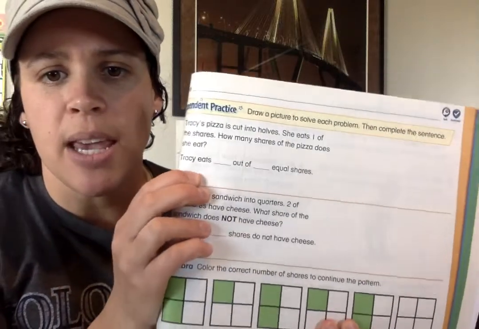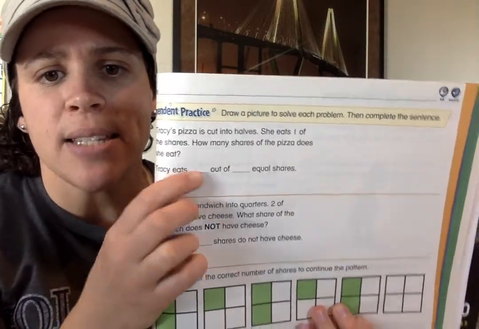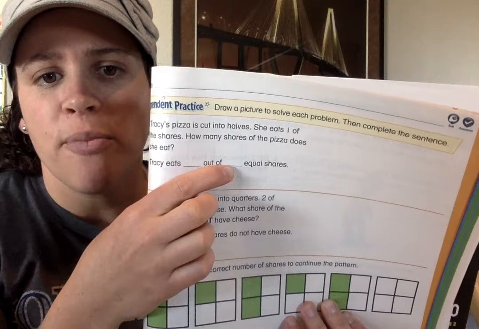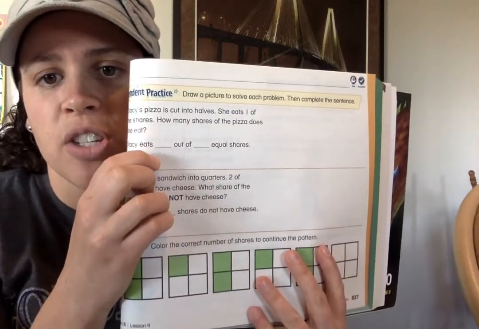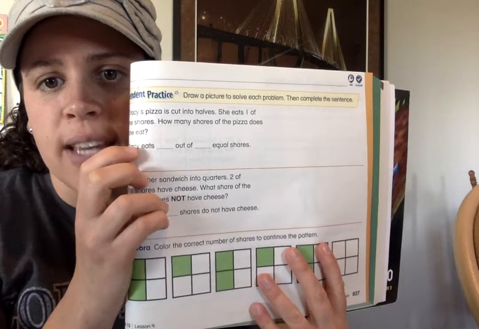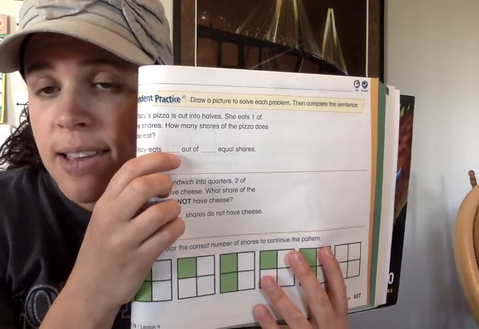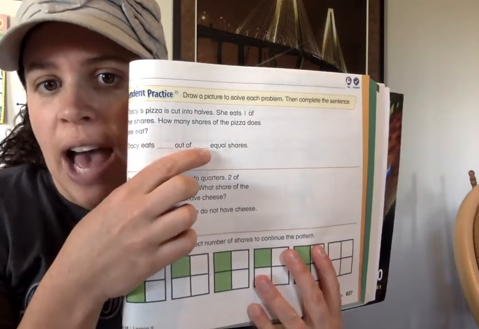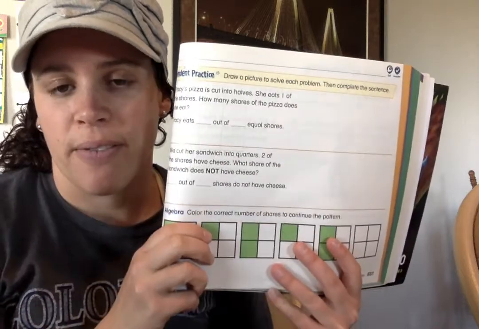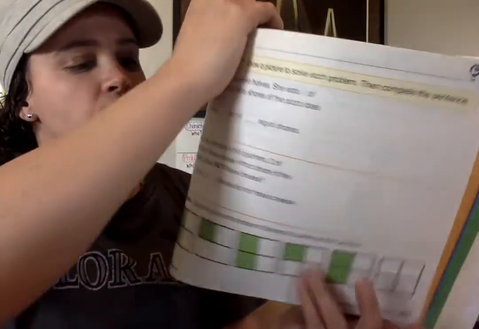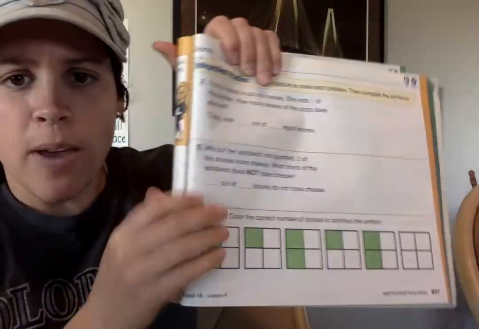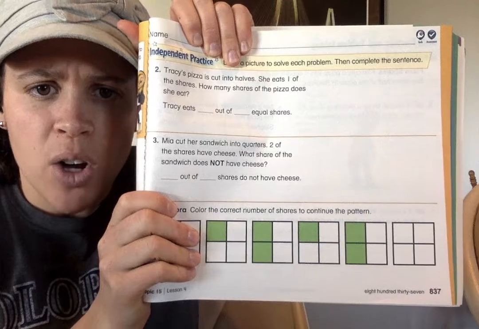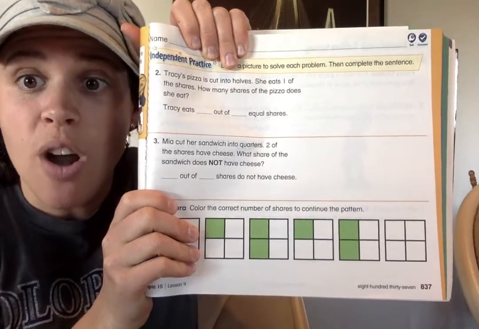Okay, so it says right here, Tracy eats blank out of blank equal shares. So just like when we did our solve and share, you're going to fill it in. Tracy eats how many did you shade in, out of how many total shares did you have? Okay, that's the first one. The next one, number 3, is Mia. Okay, here we go. Mia cut her sandwich into quarters.